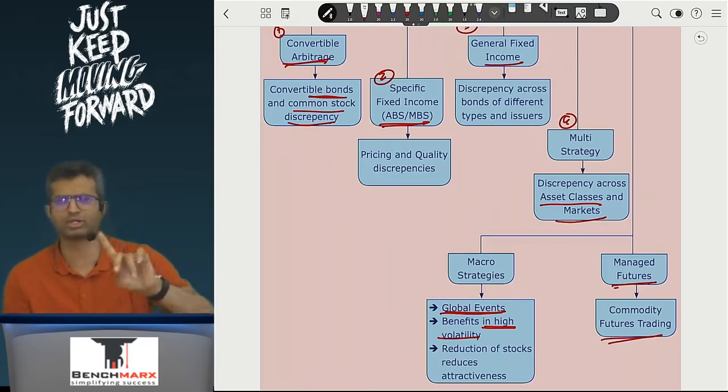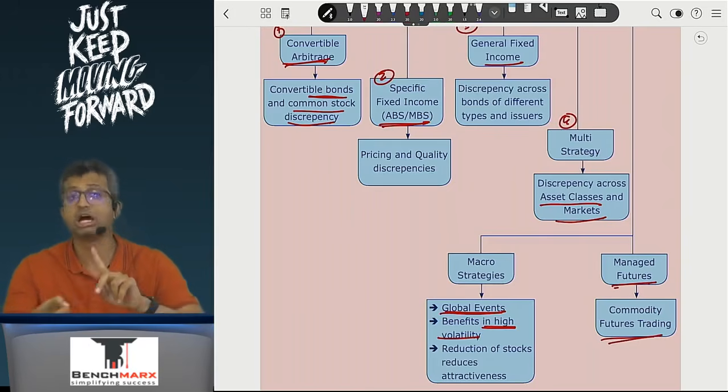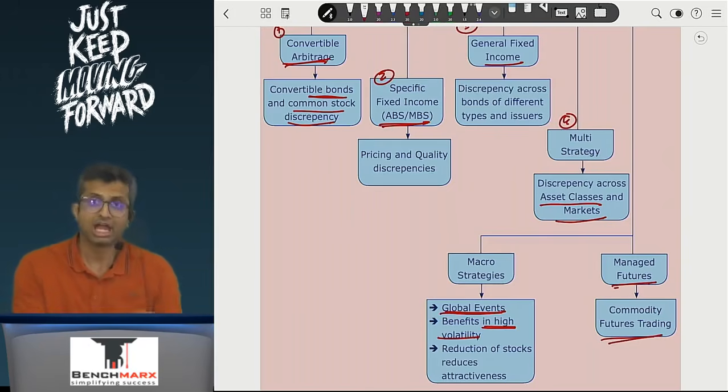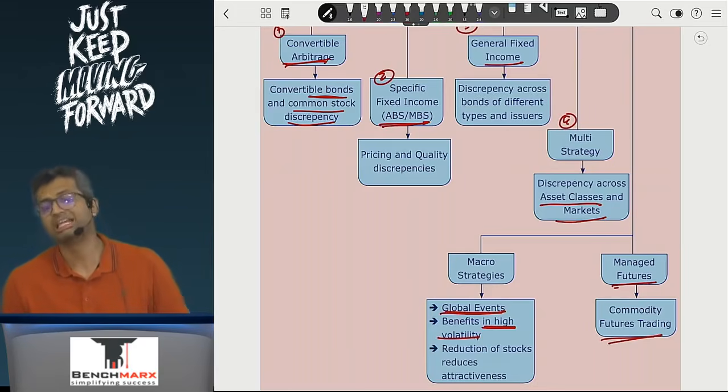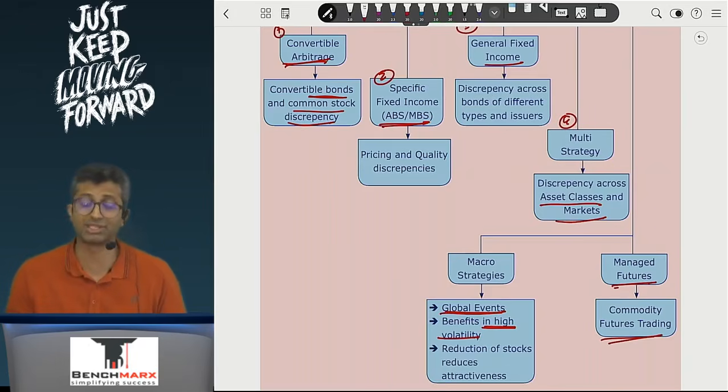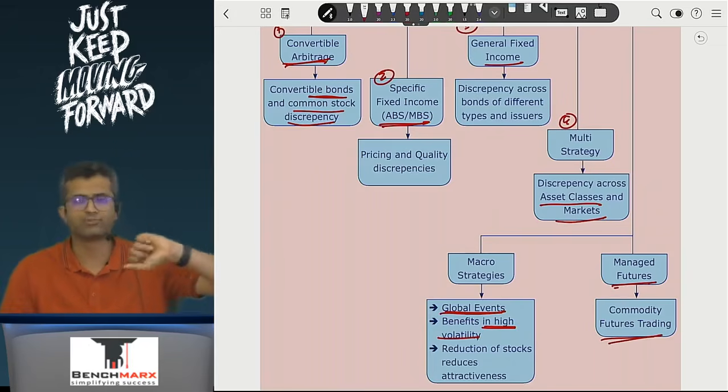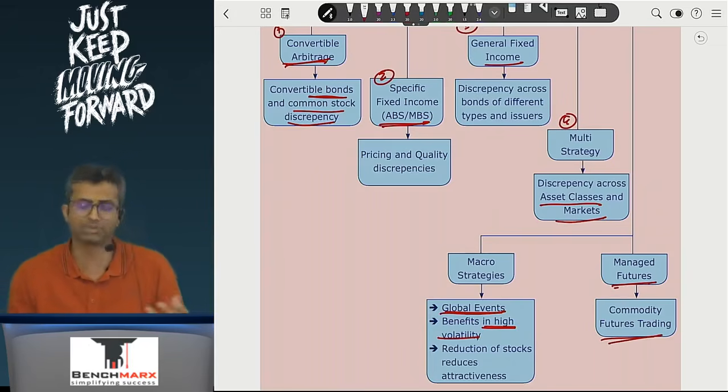So there are 4 strategies: equity, event driven, relative value, and opportunistic. Equity has growth, value, long short, market neutral, and it also has short bias. Event driven will have merger arbitrage, distress, special situations, as well as activist shareholder. In case of relative value, there will be specific fixed income, general fixed income, convertible, and a multi-asset arbitrage. And within macro, you will have opportunistic, you will have macro as well as managed futures.